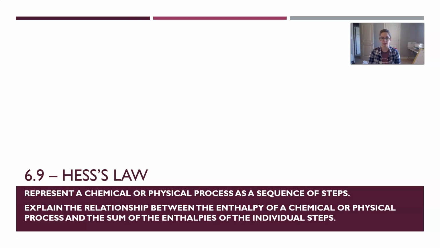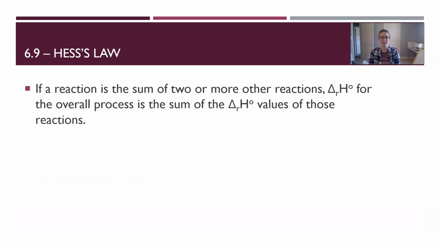the individual steps. So really what Hess's Law says is that if a reaction is the sum of two or more other reactions, the enthalpy of reaction for the overall process is the sum of the enthalpy reaction values for the individual reactions. So it's really just the total is the sum of the parts. So if an overall reaction can be described in multiple steps or multiple pieces, you have to add all of those different pieces together, and that gets you your enthalpy of the overall reaction.